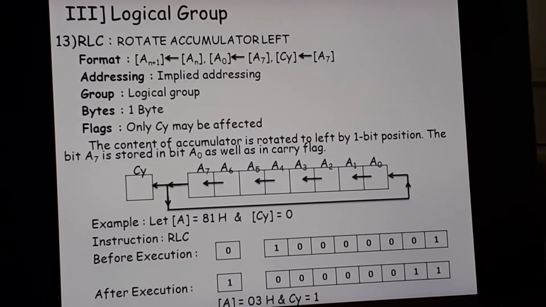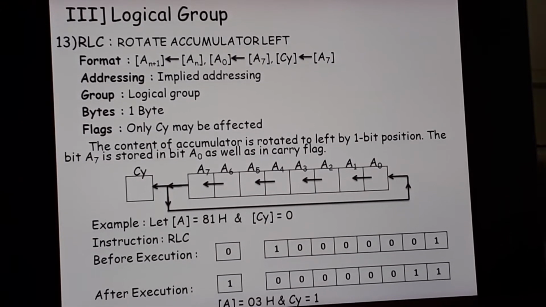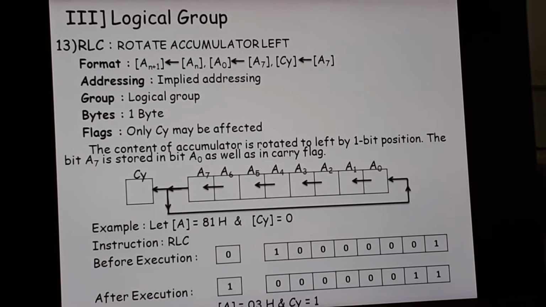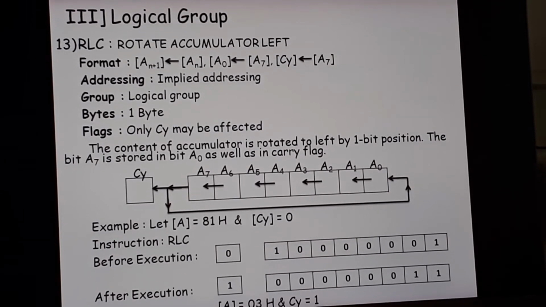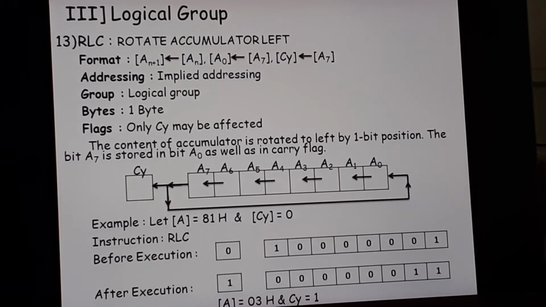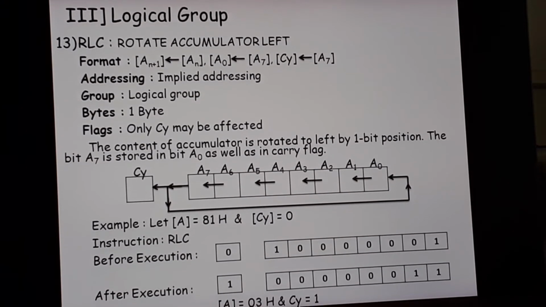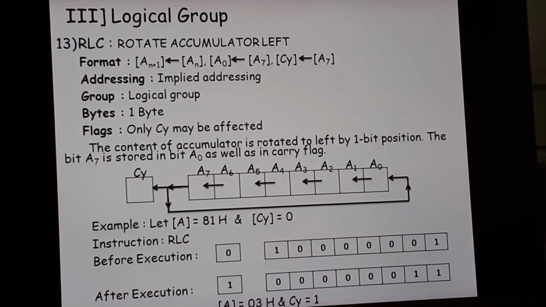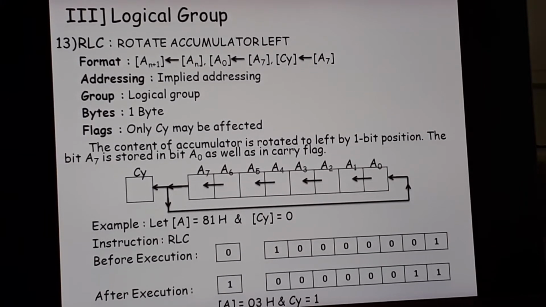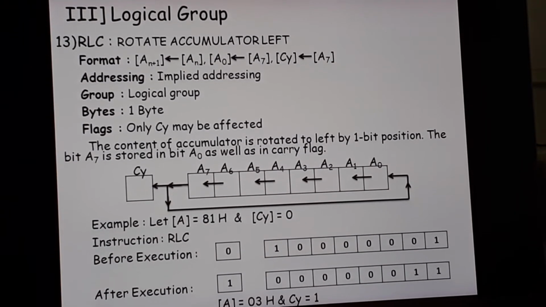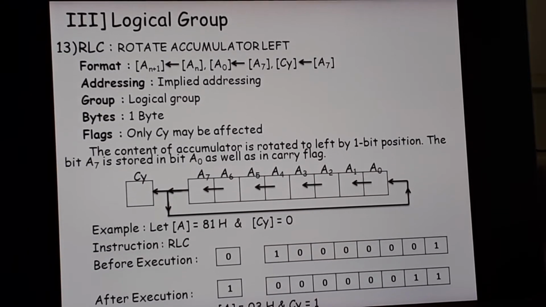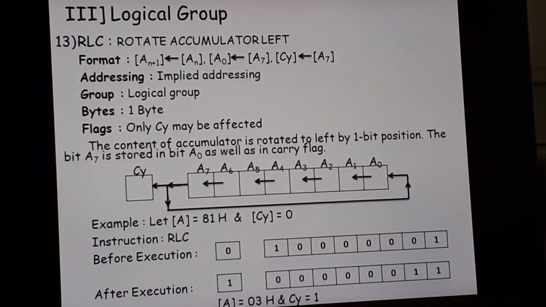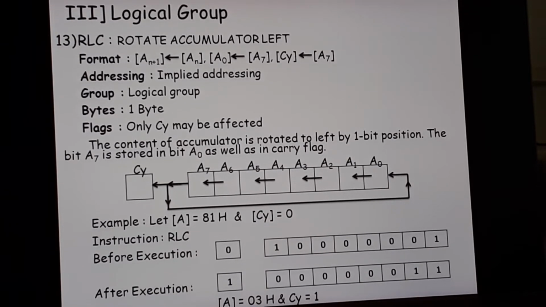The explanation that I have written here is: the content of the accumulator is rotated to the left hand side by 1 bit position. The bit A7 is stored in bit A0 as well as in the carry flag. You have to learn this explanation, and you can take any example. Again, RLC stands for rotate left. The accumulator content is rotated to the left hand side by 1 bit position. The bit A7 is stored in bit A0 as well as in the carry flag. So the A7 bit goes to the carry as well as to the A0 bit.